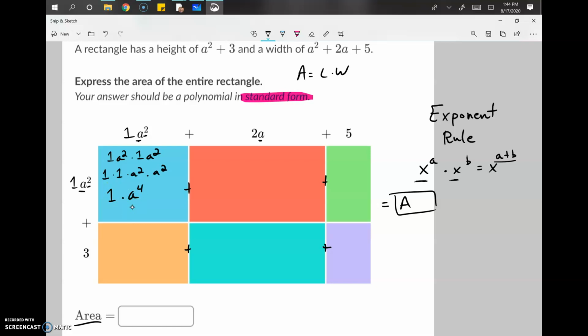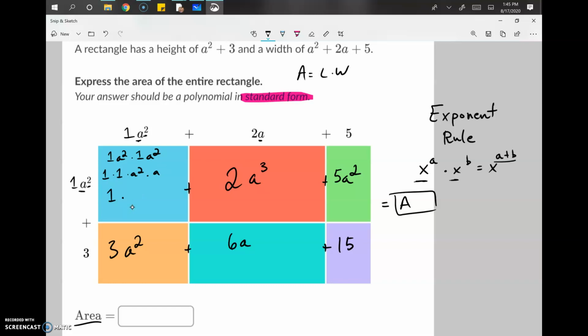In this box, I've got 2 times 1 is 2, and I'm counting up how many a's there are. There's 2 right here, there's 1 right here. How many total are being multiplied? 3. Top right box, 1 times 5 is 5, times a squared, 5a squared. Bottom left, 3 times 1 is 3, a squared. There are no a's down here, only 2 up top, so 2 total in the box. Middle bottom, 2 times 3 is 6, times a, 6a. And the final box, bottom right, 3 times 5, 15.